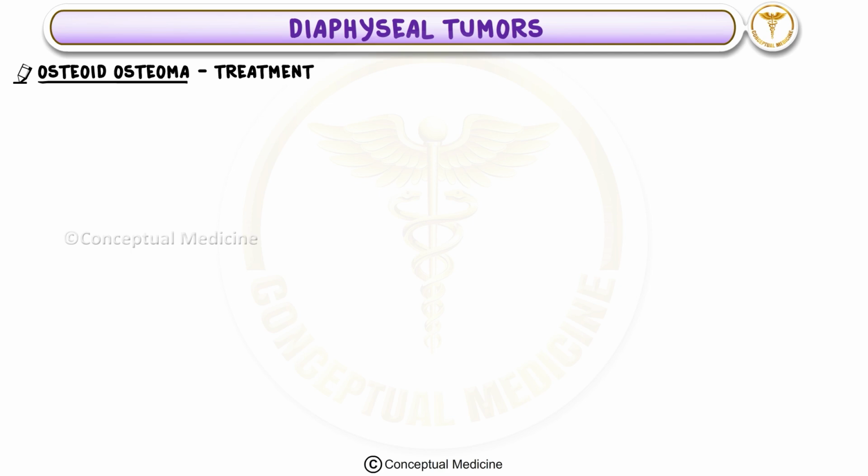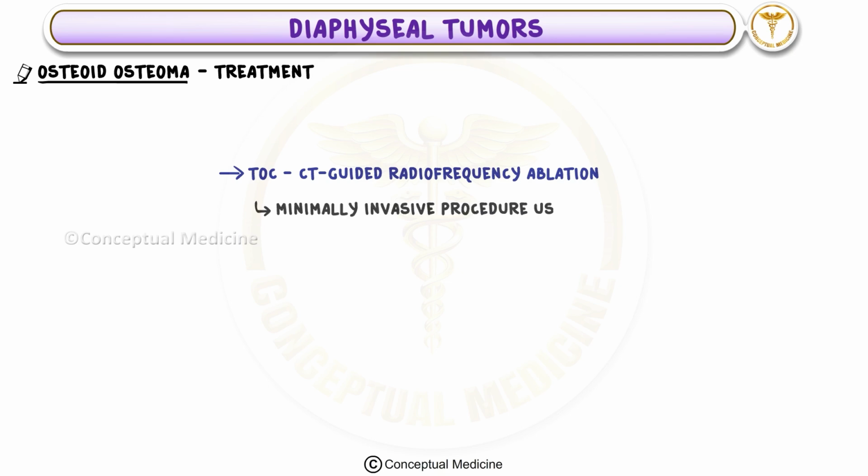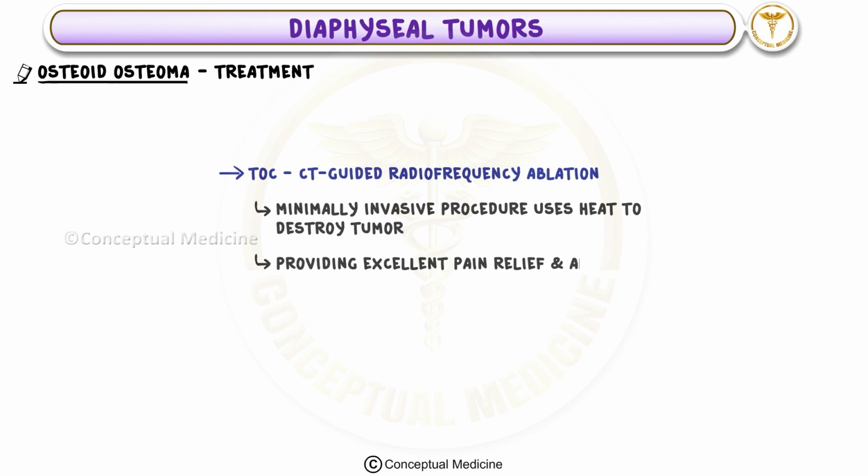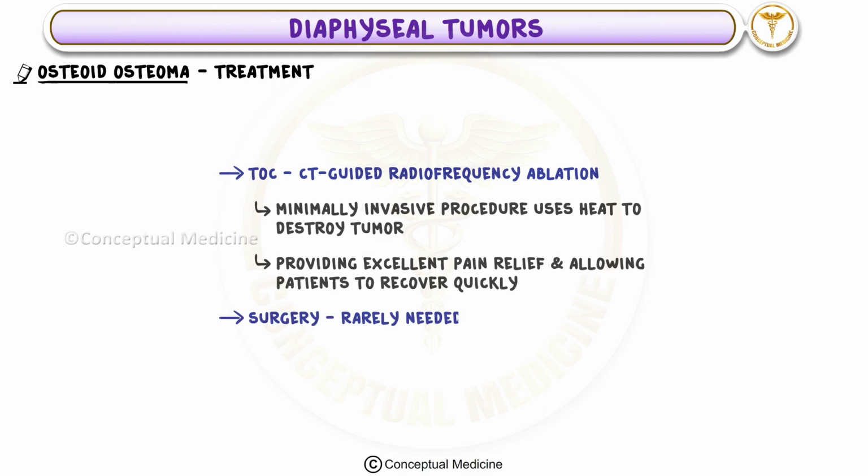Treatment. The treatment of choice for osteoid osteoma is CT-guided radiofrequency ablation. This minimally invasive procedure uses heat to destroy the tumor, providing excellent pain relief and allowing patients to recover quickly. Surgery is rarely needed unless the lesion is in a challenging location.